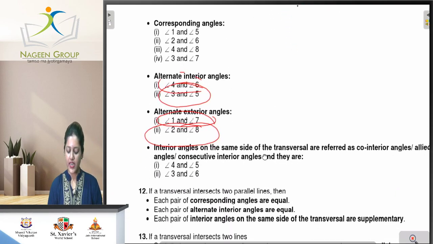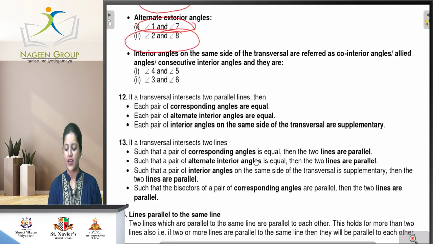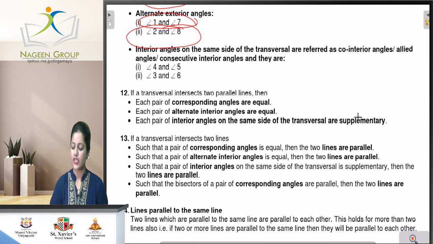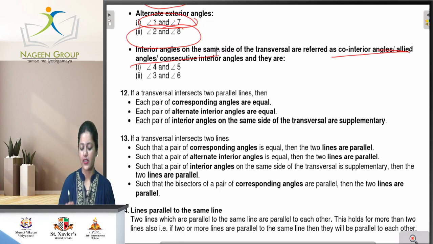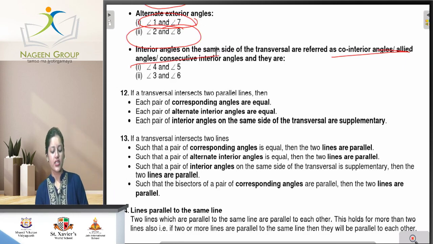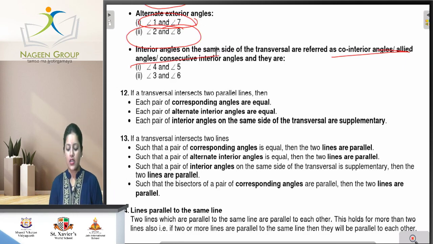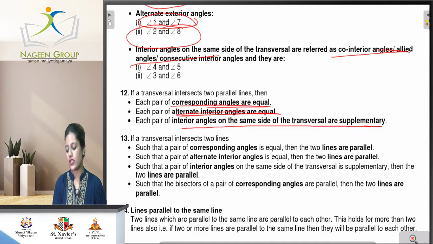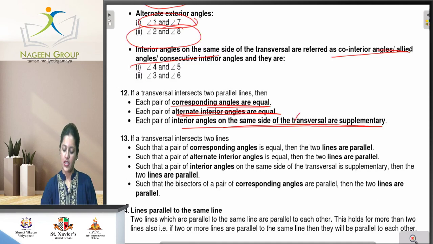Next, interior angles on the same side of a transversal are referred to as co-interior angles, allied angles, or consecutive interior angles. They are different names for the same angles. Next, if a transversal intersects two parallel lines, then the corresponding angles are equal, alternate interior angles are equal, and the interior angles on the same side of the transversal are supplementary, meaning their sum is 180 degrees.